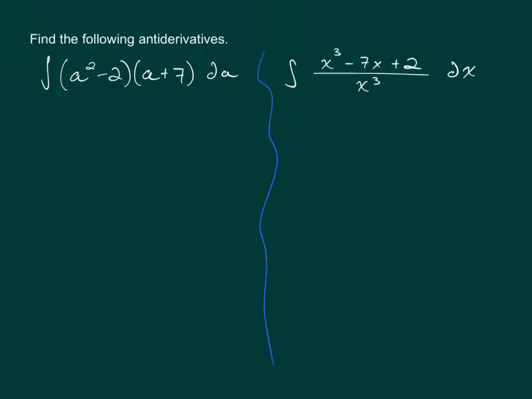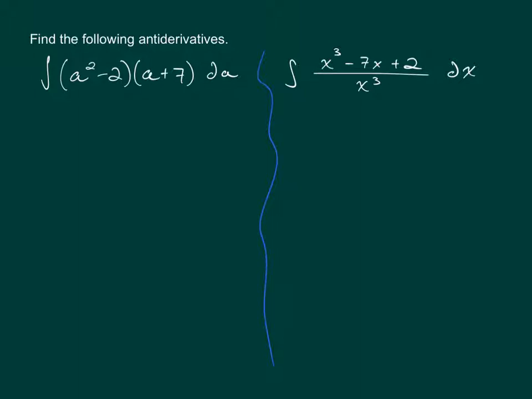Find the following antiderivatives. In the left example, you'll see that you are trying to find an antiderivative of the quantity a squared minus 2 times the quantity a plus 7 with respect to a. Now, in its current form, we cannot find the antiderivative of this expression. Since we only understand power rule at this point in time, we need to be able to use a power rule here. There's no trigonometric expressions here, so we need to use the power rule.